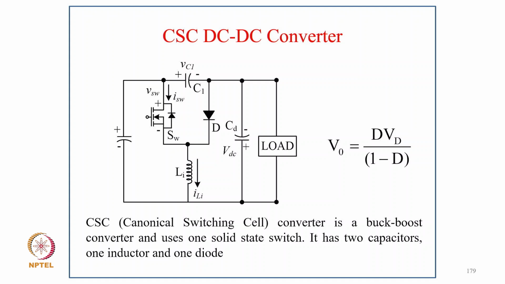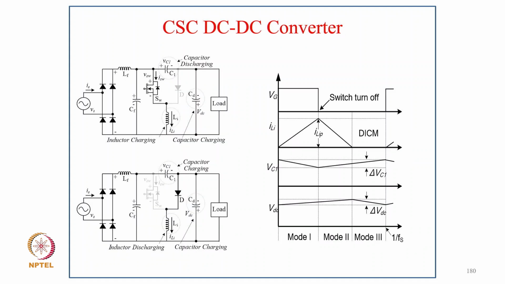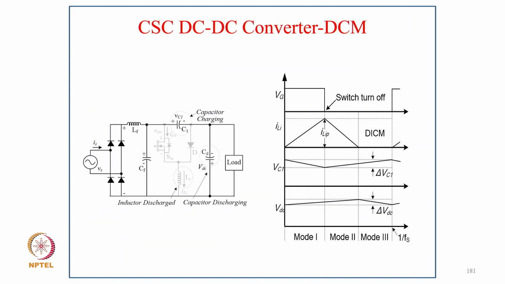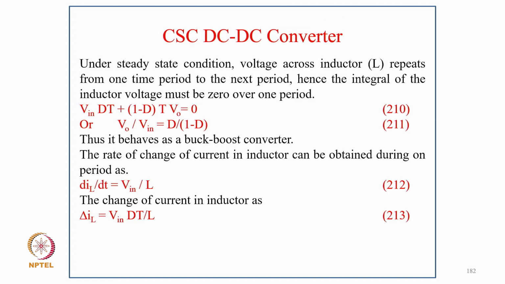So now coming to the canonical switching converter, as we discussed, this is also a buck boost converter. The input output relation under ideal condition is output voltage equal to d Vin divided by 1 minus d. The canonical switching converter is a buck boost converter and uses one solid state switch. It has two capacitors, one inductor and one diode, and you can see the three modes: when the switch is on, when the diode is on, and when one out of the two is on, and the corresponding waveforms.